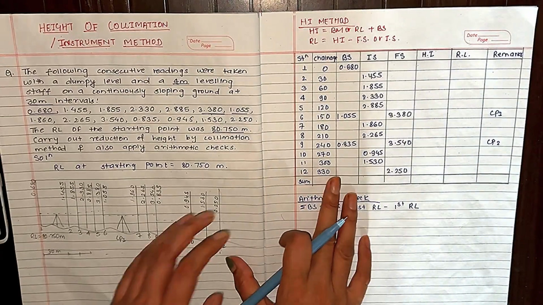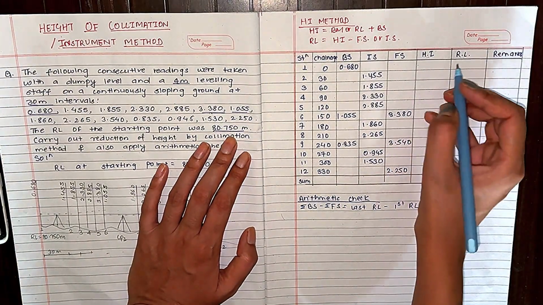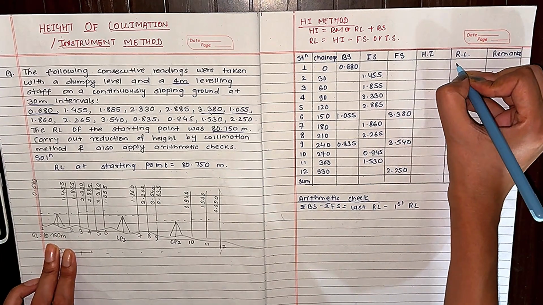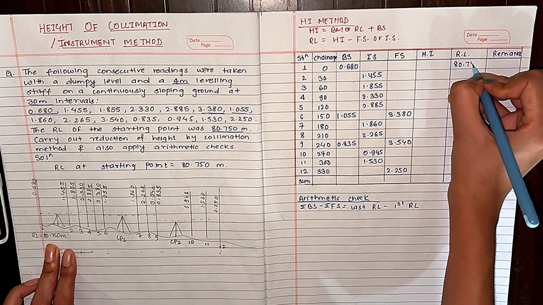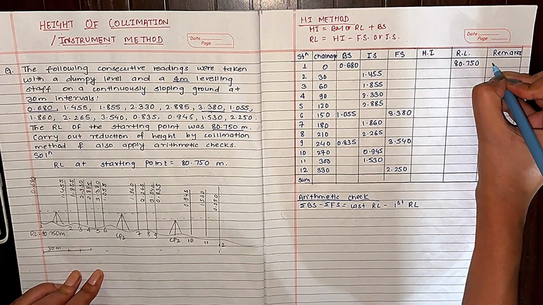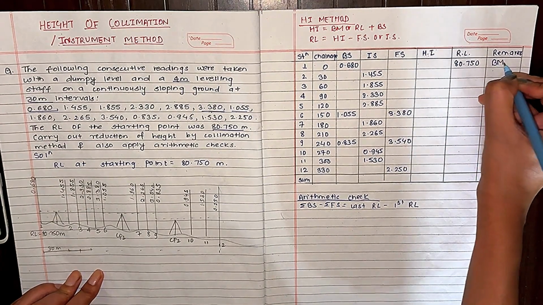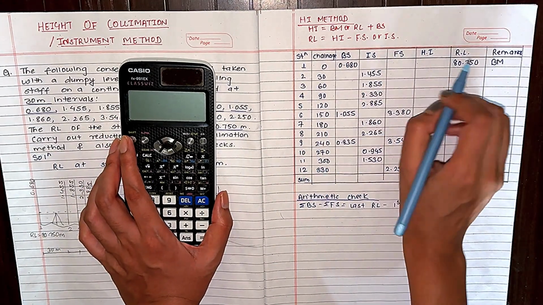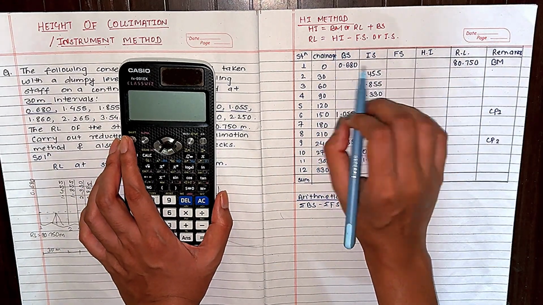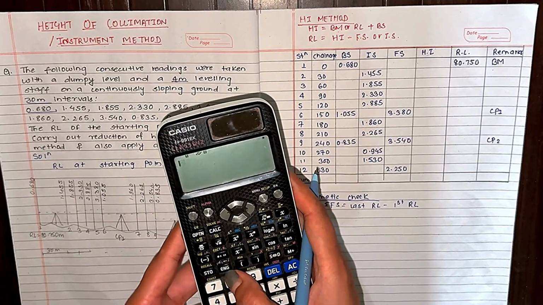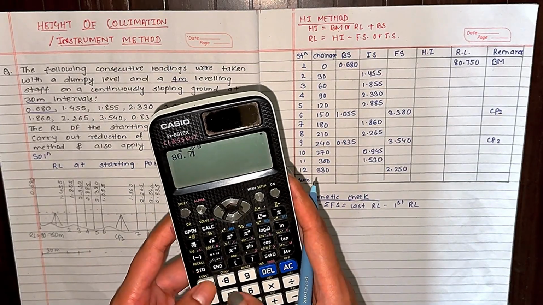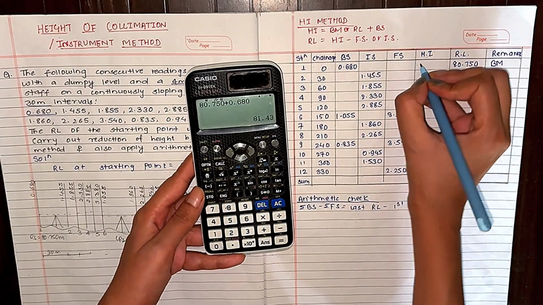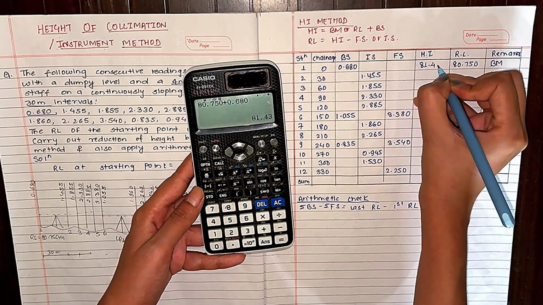fall. So now for the height of instrument, the first RL is already given at station 1 which is 80.750 meter. This is benchmark. So we have HI is equal to benchmark or RL plus backside. The height of instrument here is 80.750 plus 0.68, which is equal to 81.430.